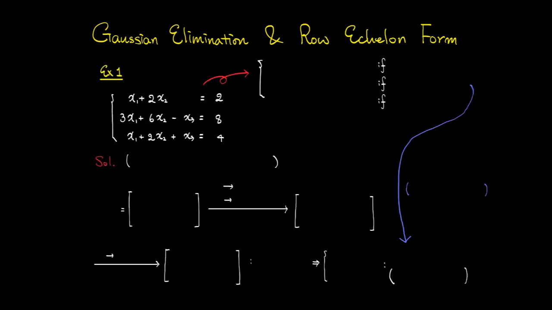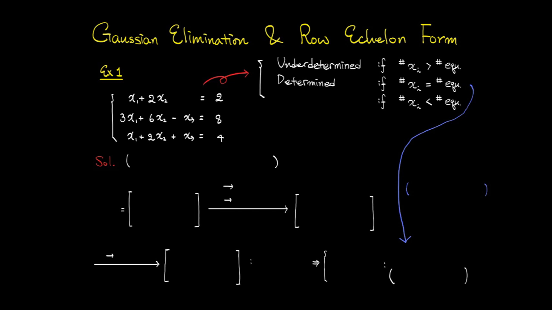Now, let's solve a couple of examples using Gaussian elimination. There is a linear system. If the number of unknowns is greater than the number of equations, it's called underdetermined. If they are equal, it is called determined. And if there are fewer unknowns than equations, it's called overdetermined. In this case, since there are 3 unknowns and 3 equations, this is a determined linear system. Let's find the solutions of this linear system using Gaussian elimination.